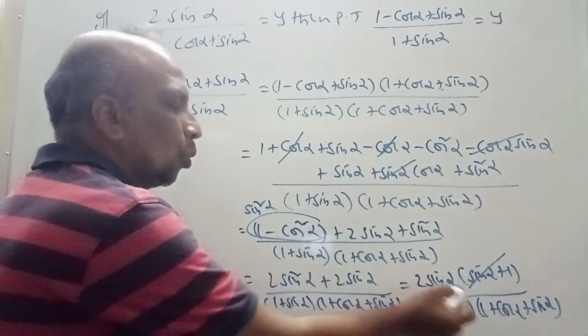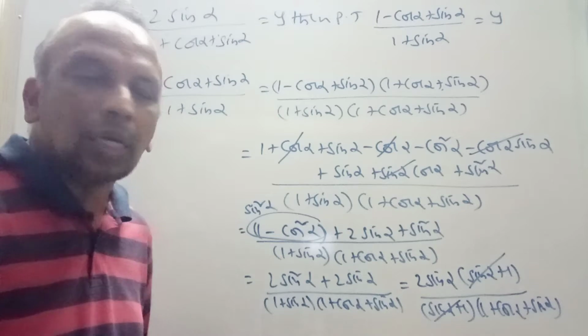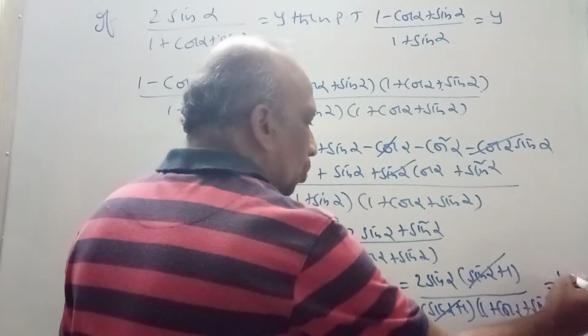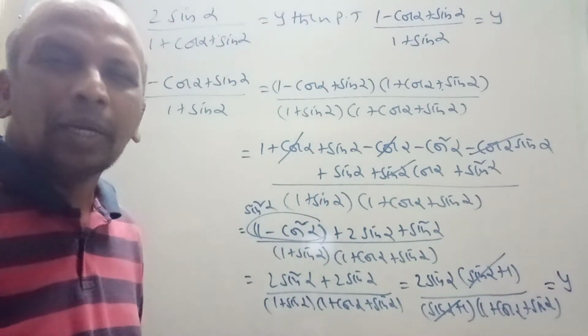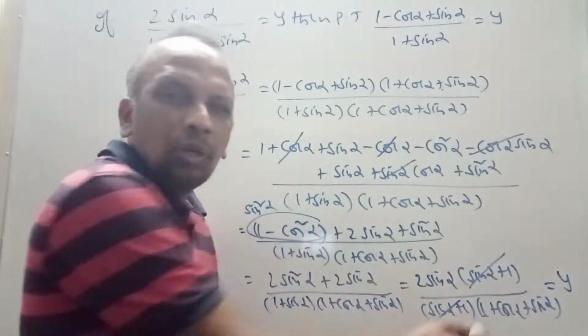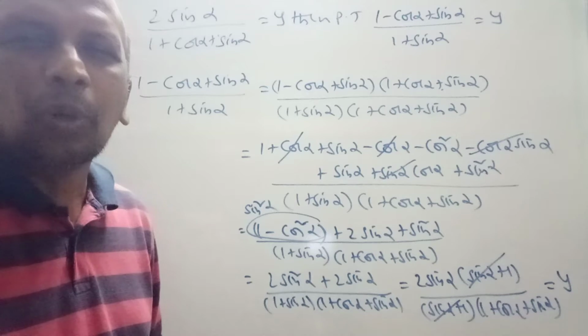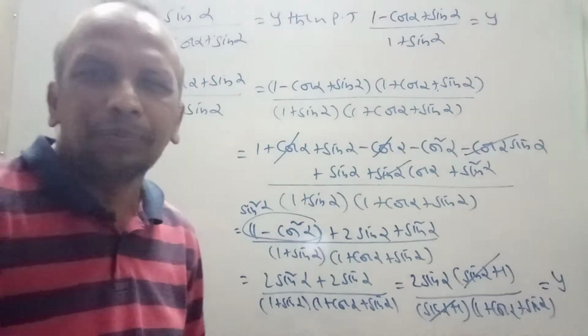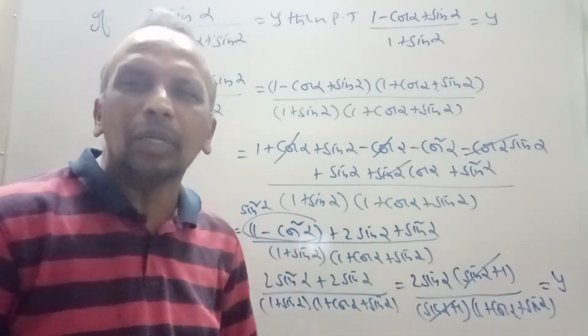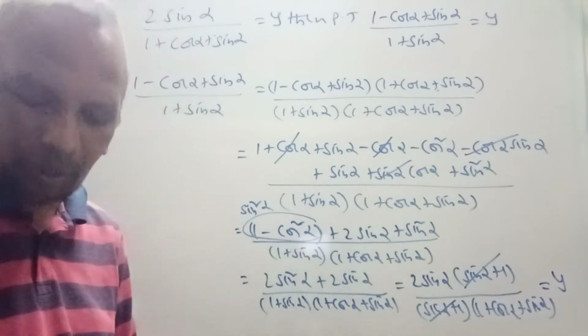So we got the required 2 sin alpha by 1 plus cos alpha plus sin alpha, which is equal to y. That is the required answer, right? You will get the required answer equal to y. So this is the second problem.